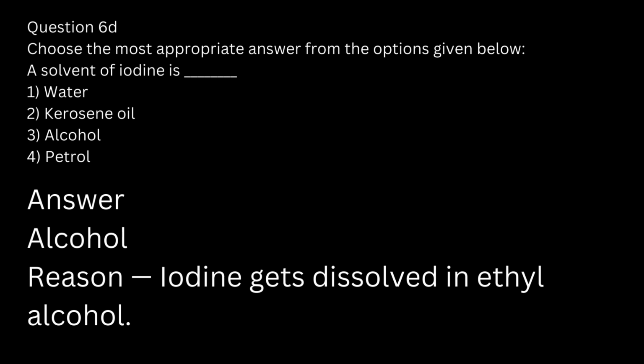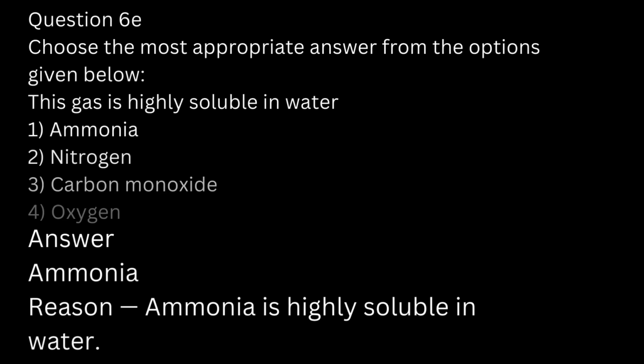Question 6d. Choose the most appropriate answer from the options given below. A solvent of iodine is: 1. Water, 2. Kerosene oil, 3. Alcohol, 4. Petrol. Answer. Alcohol. Reason: iodine gets dissolved in ethyl alcohol.